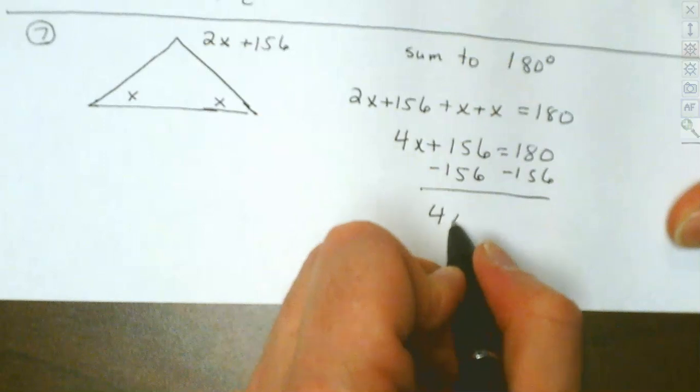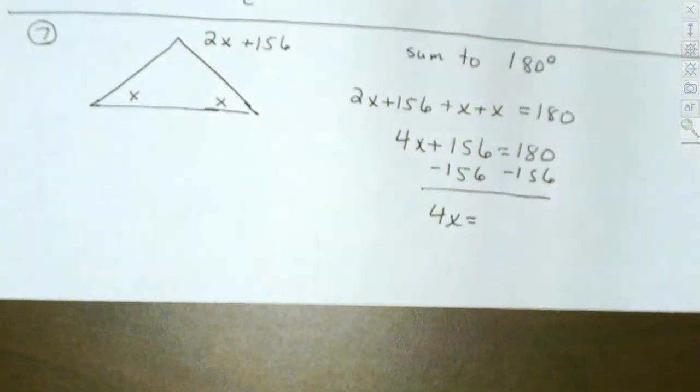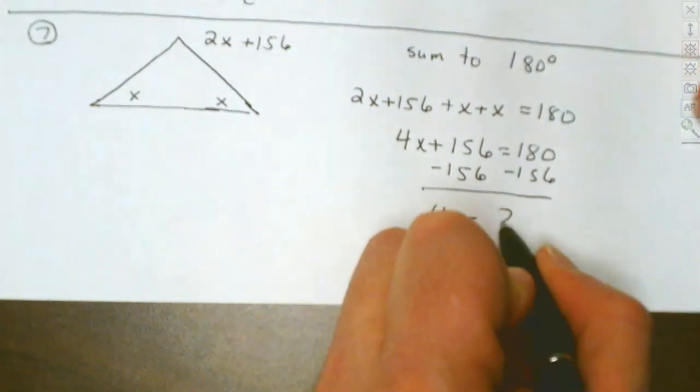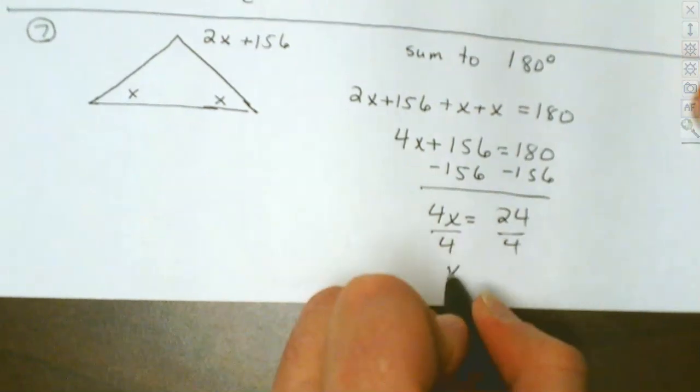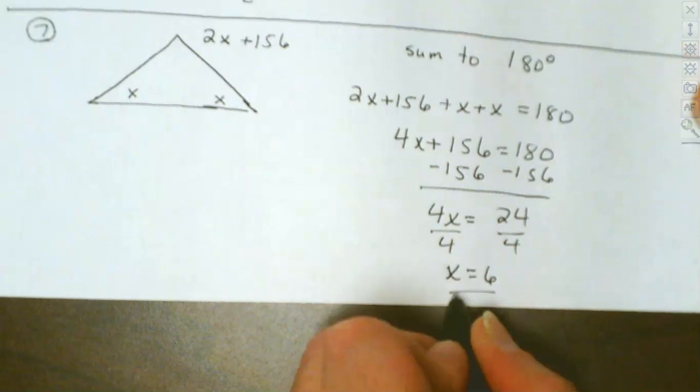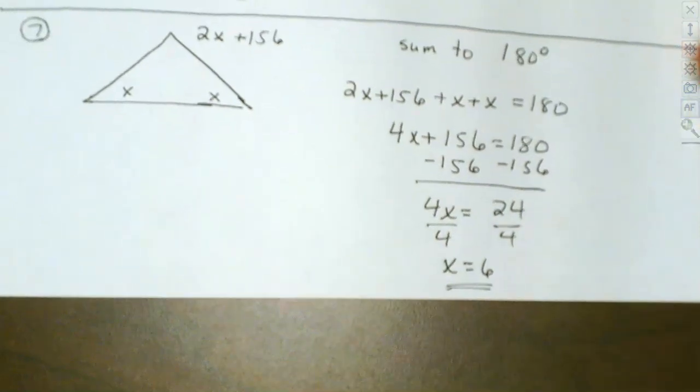And now we've got 4x equals 24. We'll divide that by 4, and then we get x equals 6. But that is not my complete answer. What happens is students work out this question and they say 6 is my answer. That is not your answer. You need to find all 3 of the angles.